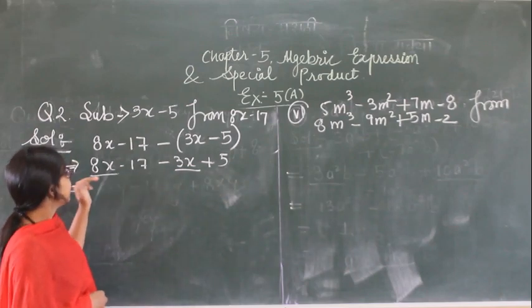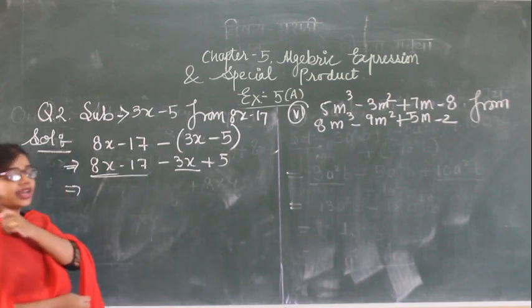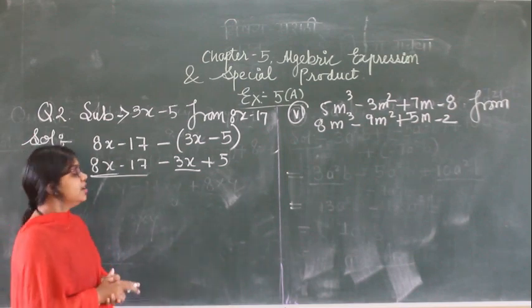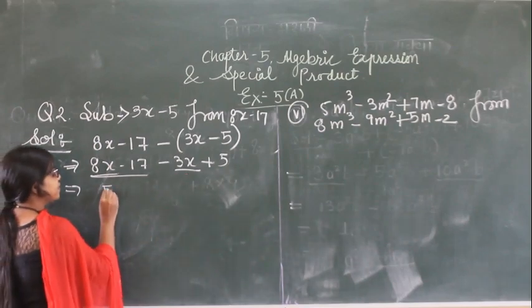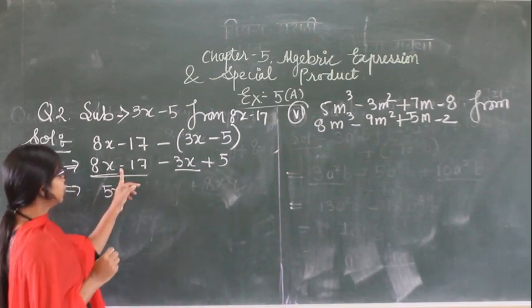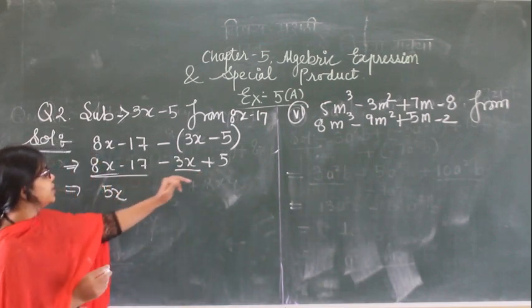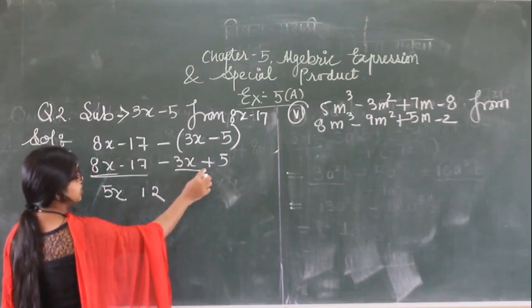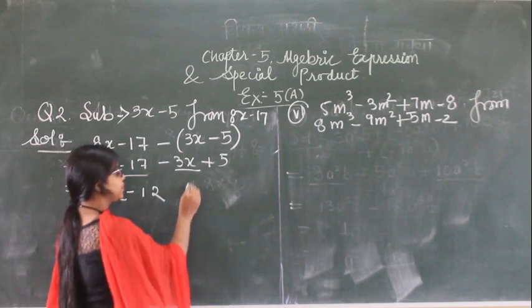Can I subtract 8x and minus 17? No, because they are not like terms. So in subtraction or addition, you have to subtract or add the like terms. From here, 8x minus 3x is 5x, and the sign of it is plus, so it will be plus only. From here, plus into minus is minus, so 17 minus 5 is 12, and the sign of it is minus. So 5x minus 12 is the answer here.